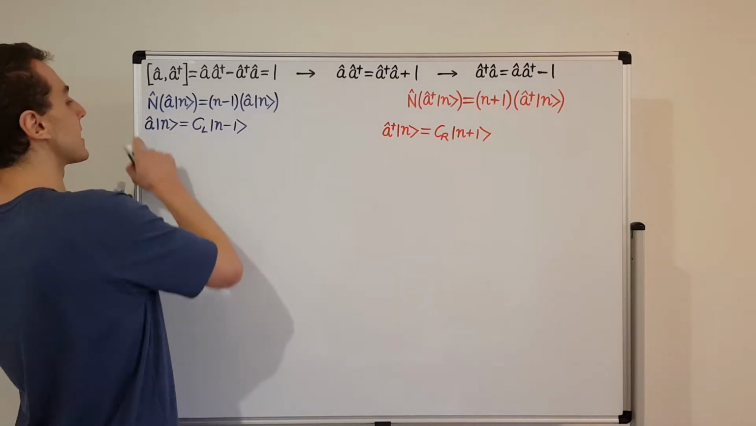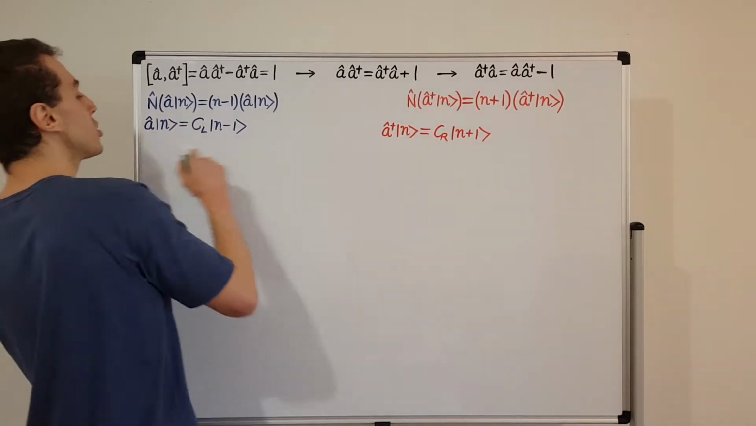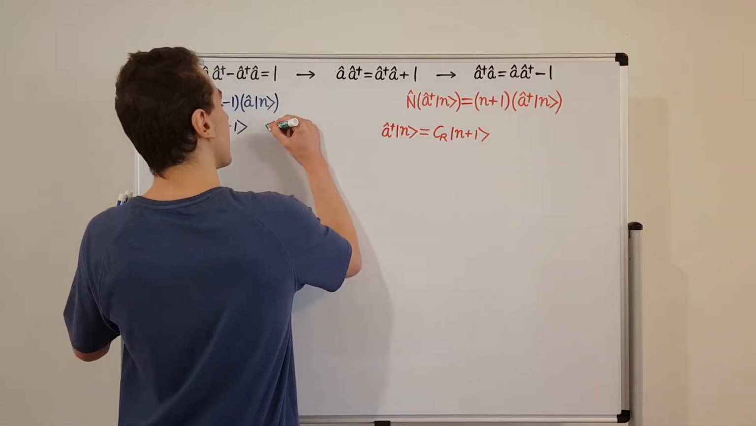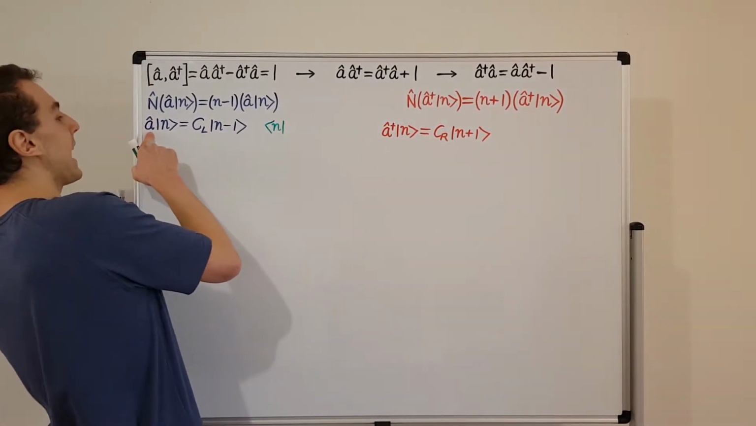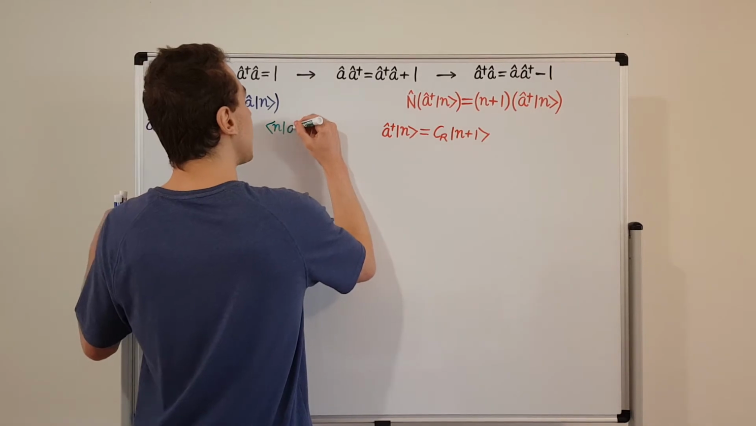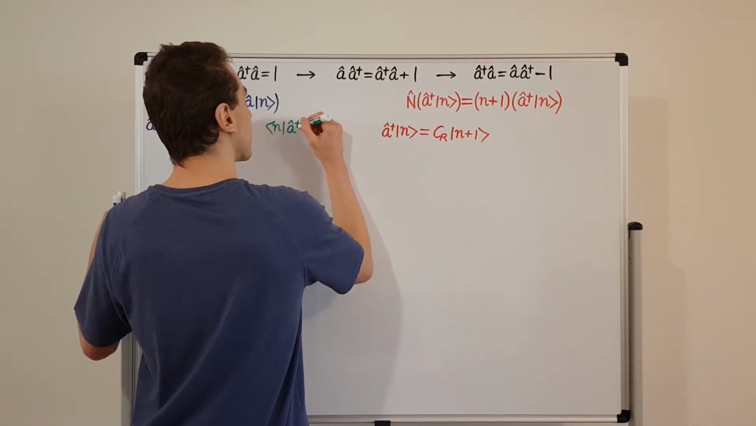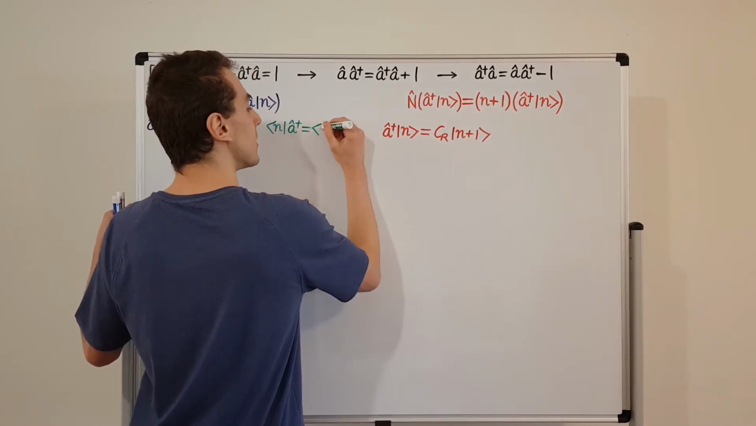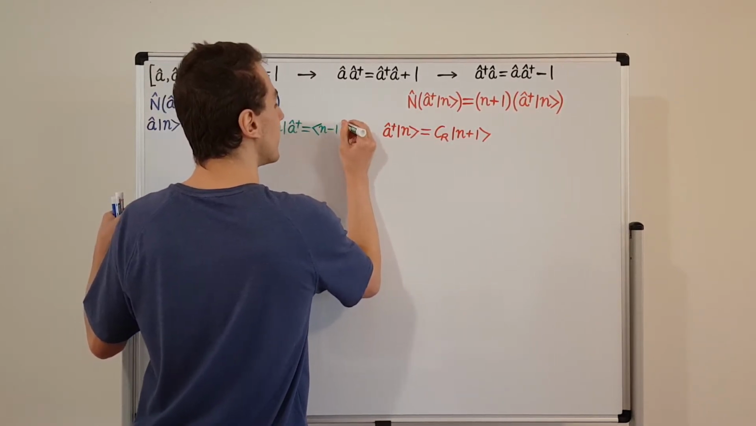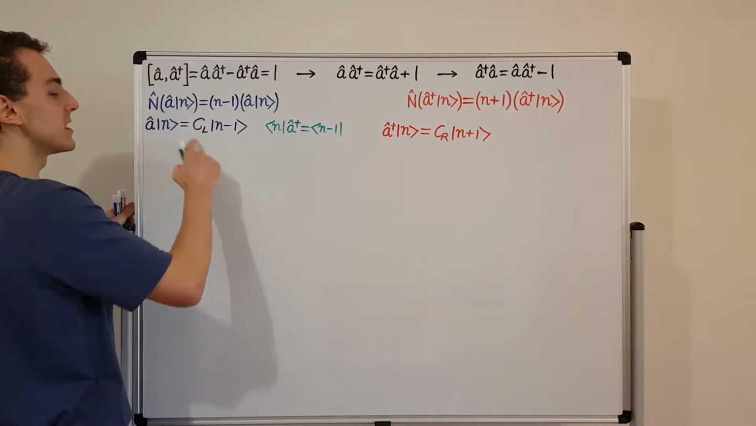So this left-hand side, if we take the Hermitian conjugate, is going to give the bra version of n. And then we're going to take A, and turn that into A dagger. And this is going to be equal to the bra version of n minus 1. And we have to remember that there's this coefficient over here.